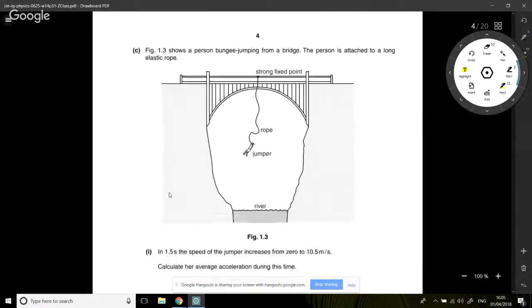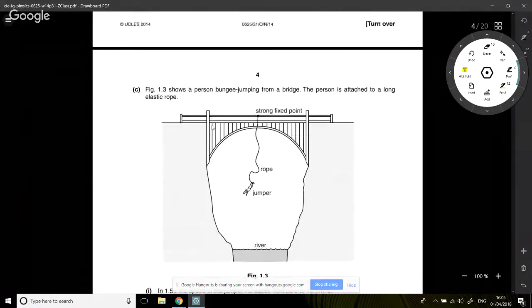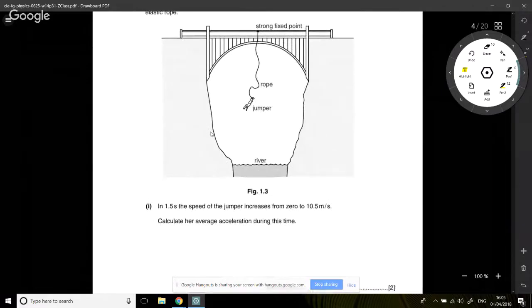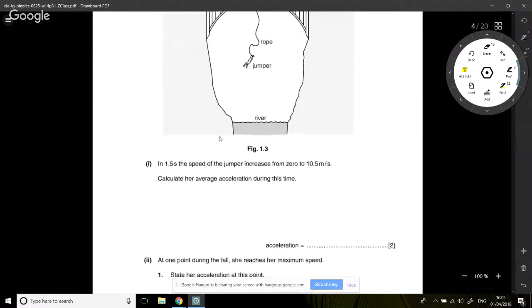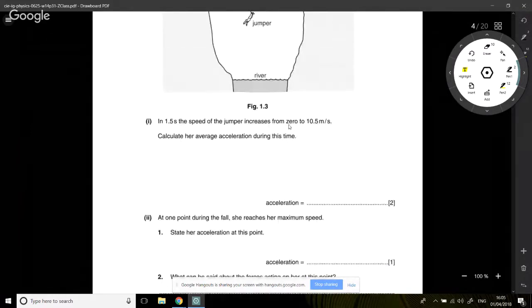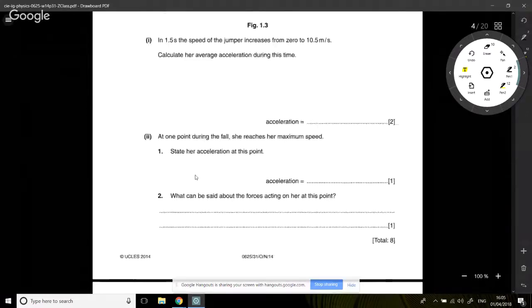It's just got to do with some potential energy and acceleration things. Very briefly asking you to calculate the average acceleration. So we know the speed goes from 0 to 10.5 meters per second in 1.5 seconds. So we just say 10.5 minus 0 all divided by 1.5.